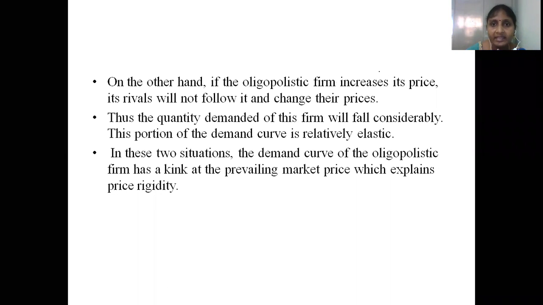So in another way, the oligopolistic firm is going to increase its price. Suppose firm X has increased its price. So what are the rival firms going to do? The rival firms are not going to follow its change. That company has increased its price, but we don't. We sit calm. We don't increase the prices of our products.